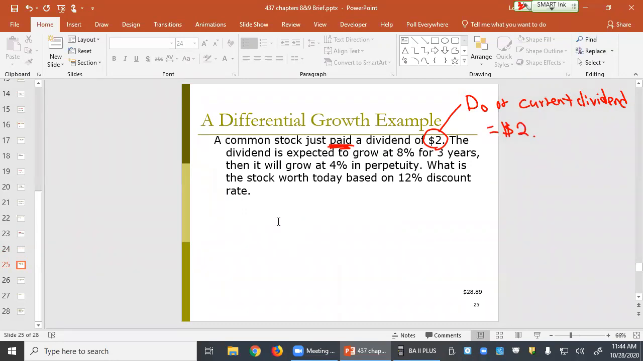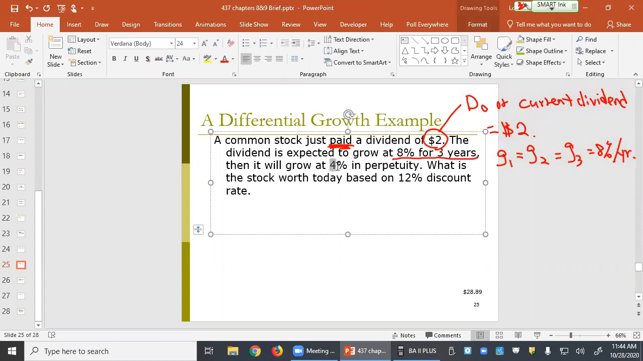So the dividend is expected to grow at 8% for 3 years. Based on that information, we know that our G1, growth rate in year 1, equals G2 equals G3. Growth rates in years 1, 2 and 3 are all the same, 8% per year. And then it will grow at 4% in perpetuity. That means our G4, the growth rate in year 4 and after, will be equal to 4% per year. So that implies that the growth rate becomes constant in year 4.